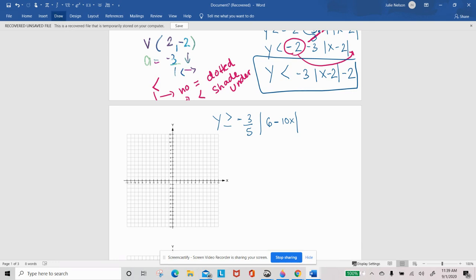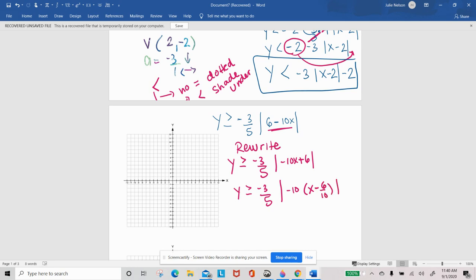So first thing I want to do is rewrite this. Now, you might want to rewrite this by writing it as y is greater than or equal to -3/5 times the absolute value of -10x plus 6. Factor out that negative 10. So negative 10 times the absolute value of x. And then 6 divided by negative 10 is negative 6/10. We'll worry about reducing that afterwards.